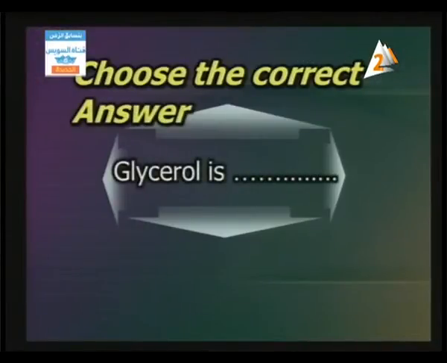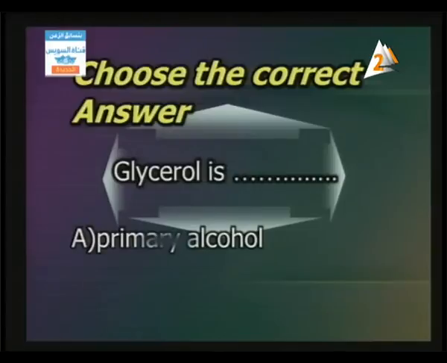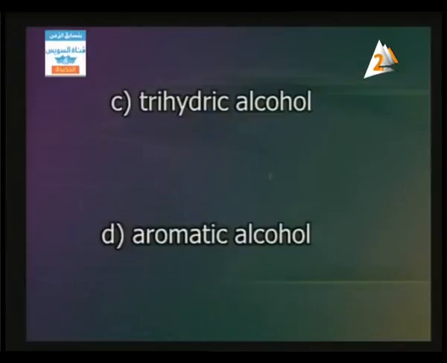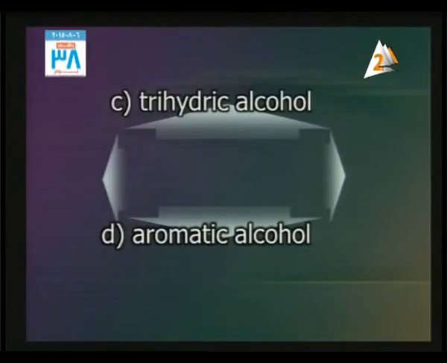This question is: choose the correct answer. Concentrate on this one very well, because if you write a wrong answer, you have no marks. The first one: glycerol is a what? We have letter A, primary alcohol, letter B, tertiary alcohol, letter C, trihydric alcohol, or letter D, aromatic alcohol. Which one of them is the answer? Directly we say trihydric alcohol.